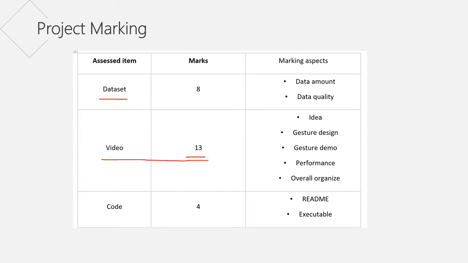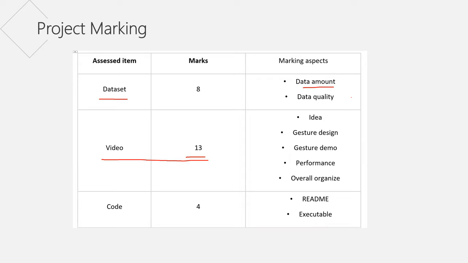And of course, the data set is also very critical for your project because your whole project is basically built on your data set. The first one is data amount. So how can you get enough data? I cannot tell you a very specific number of how many gestures you need to collect, but you can prove it by yourself. So how to prove it? Like how much data do I need for my model?